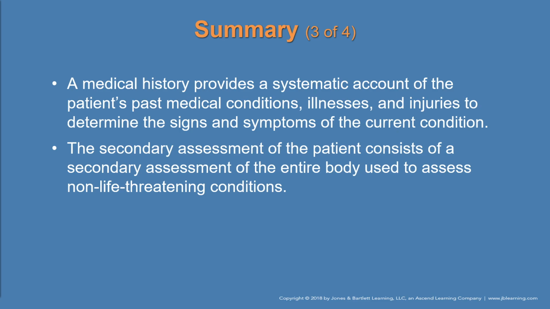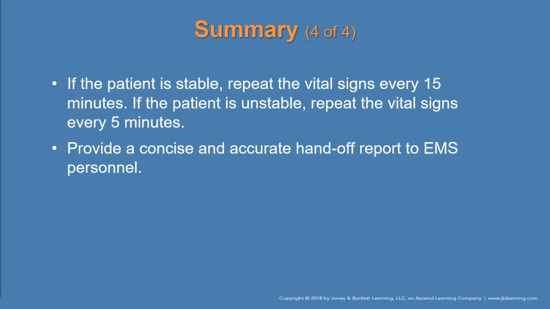The secondary assessment consists of an entire body survey, head to toe, for non-life-threatening conditions. It's only done after completing the primary survey and stabilizing the life-threatening conditions. And so this secondary assessment helps you locate and begin management of other types of illness or injury, as well as taking a set of quantitative vital signs.